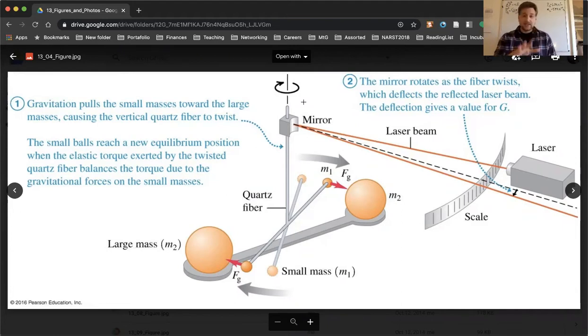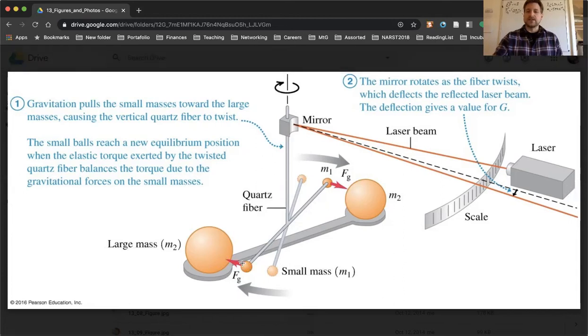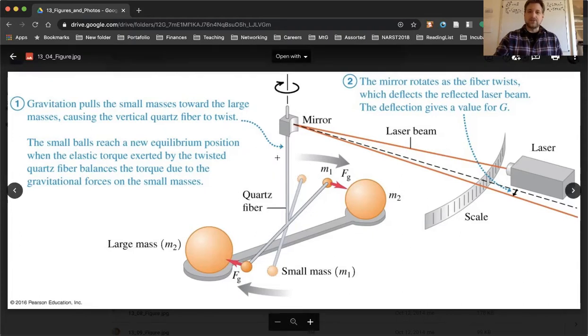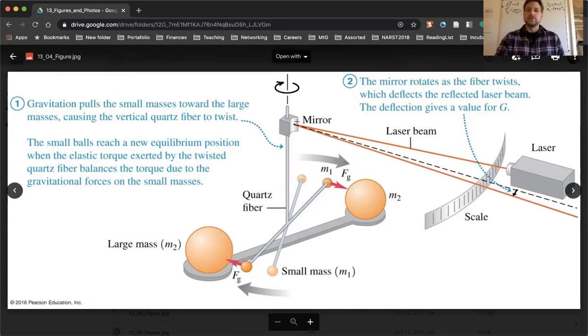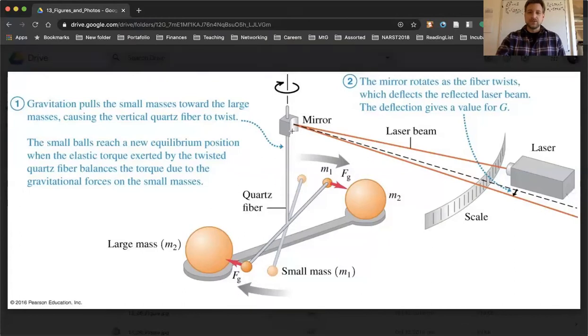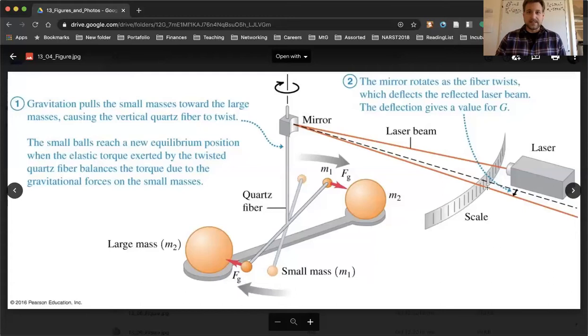So it took about 100 years for Henry Cavendish to design an experiment, something like this one. We've got largish masses and a couple small ones that are gravitationally attracted to the large ones. Those small ones are mounted on a quartz fiber that's going to twist as the small masses are attracted. That twist is going to rotate a mirror, which will deflect a laser beam just enough that we can detect it.